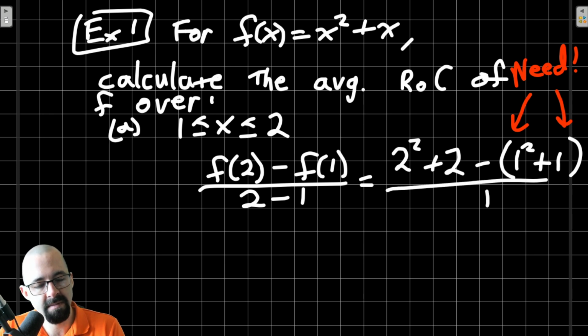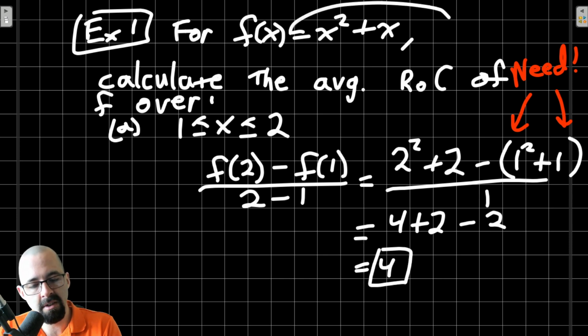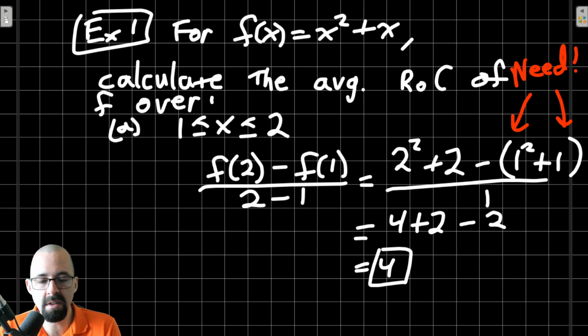Well, that's just 1. Now we just simplify. This becomes 4 plus 2 minus 2 is what's inside the parentheses, divided by 1. Don't need to write the divided by 1. And it should just be 4. So on average, over this interval, this function's growing by 4 for every increase in x. That's the approximate slope of this function. We can do more of these. We can do as many of these as we want. So let's just do another one.